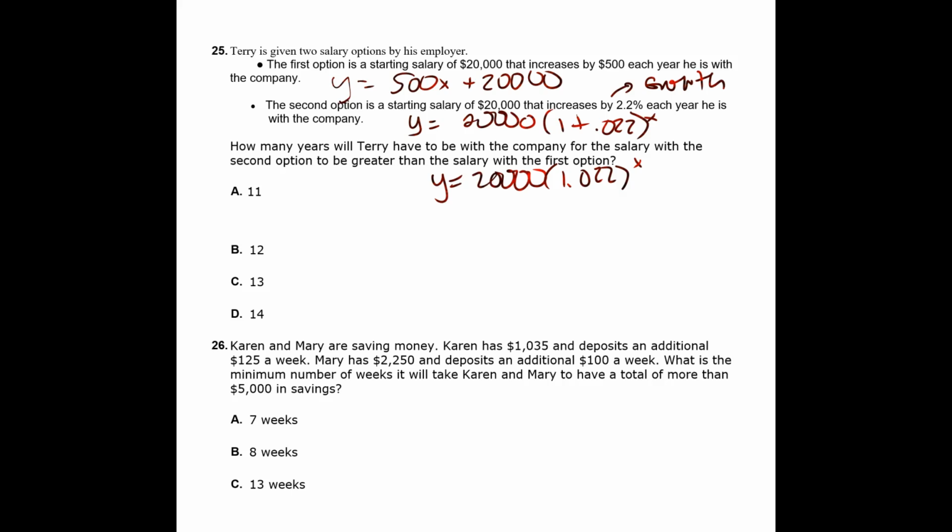So we just put this into our table. I'm putting it in the y equals. I'm writing in 500x plus 20,000. Y'all can hear me typing. The next one I'm punching in is 1.022 raised to the x power. I'm hitting second, and then I'm hitting graph, which is the blue table button. And I'm about to clear something. And I'm looking at how many years Terry would have to be with the company.